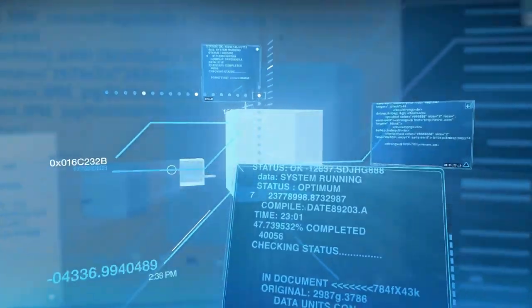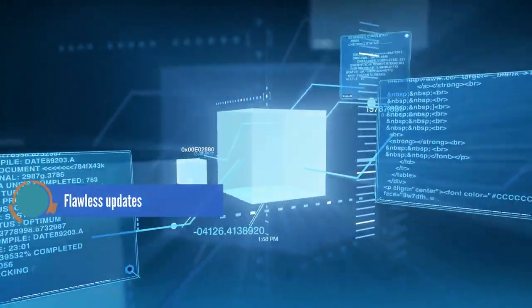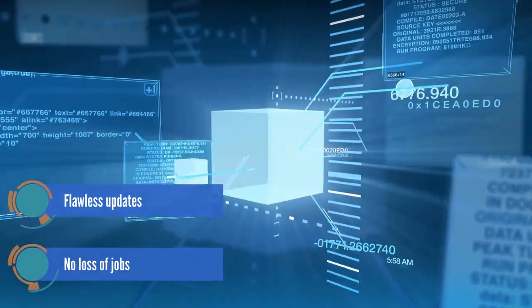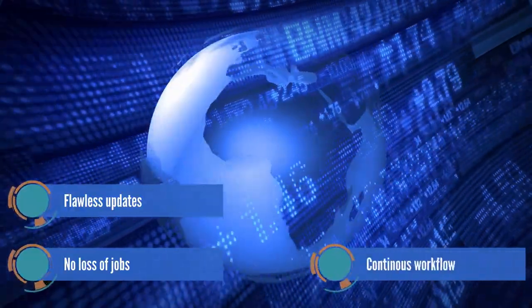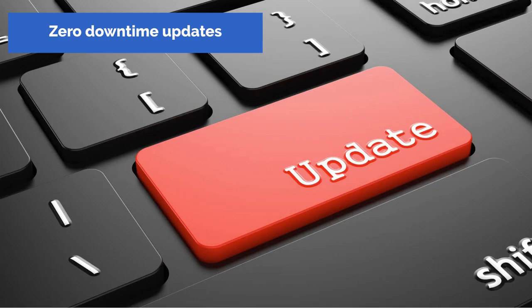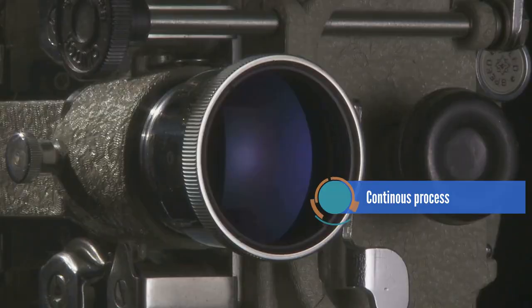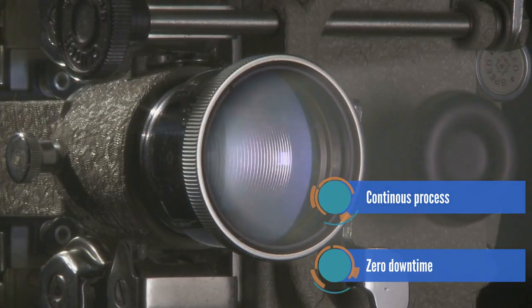With HCL UnO agent, updates are flawless and ensure no interruption or loss of jobs. Your workflow always remains smooth and continuous. Zero downtime updates. Outdated plugin versions? Not a problem. Stay up to date without any disruptions. HCL agent retrieves the latest version effortlessly through scripts with zero downtime.